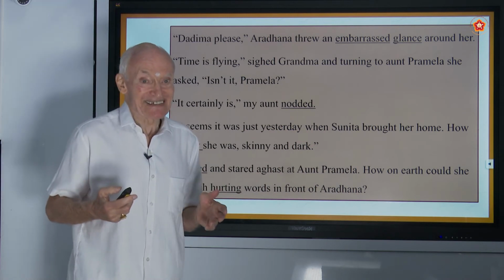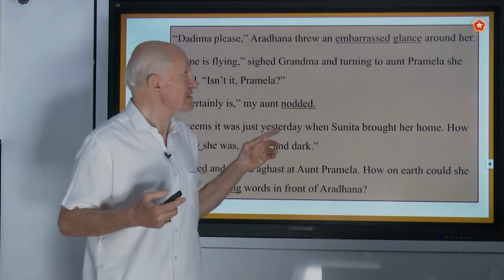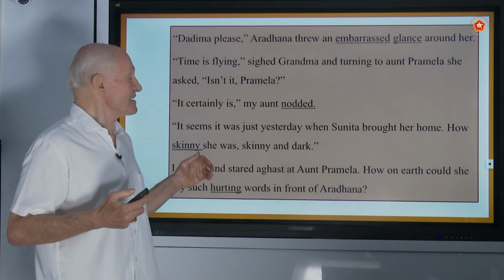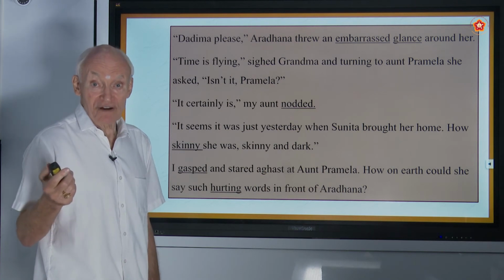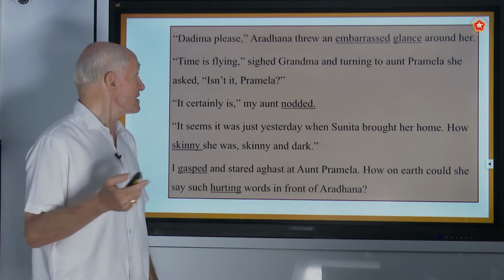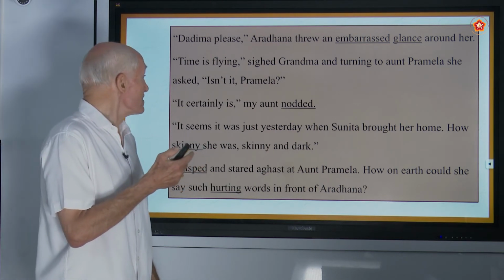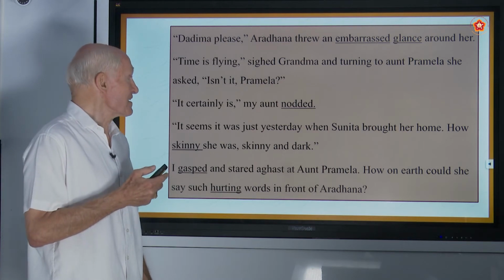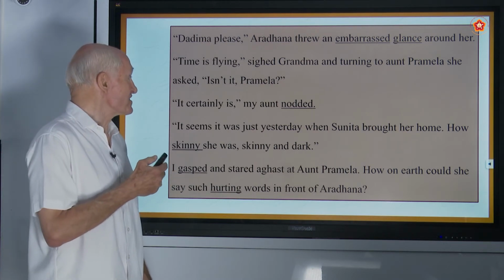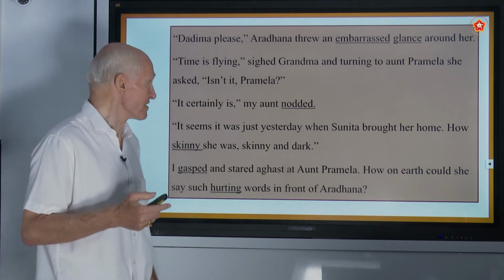Dharma, please, because Ardna was a little embarrassed. She goes, Ardna threw an embarrassed glance around her, and then the grandmother turns to the other daughter, okay, her name is Pramila. Time is flying, sighed grandmother, and turned to Aunt Pramila. She asked, isn't it, Pramila? Okay. So, Aunt Pramila said, it certainly is. My aunt nodded. It certainly is, okay, very strong voice.